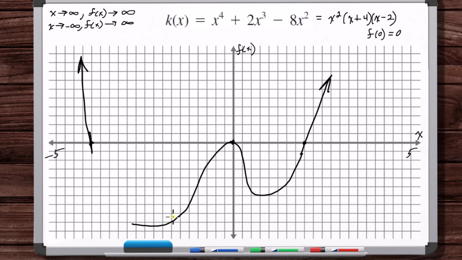But we're going to go ahead and plot some extra points. So, okay, let's do f of 1. Or no, this is k. Yeah, we're doing k.